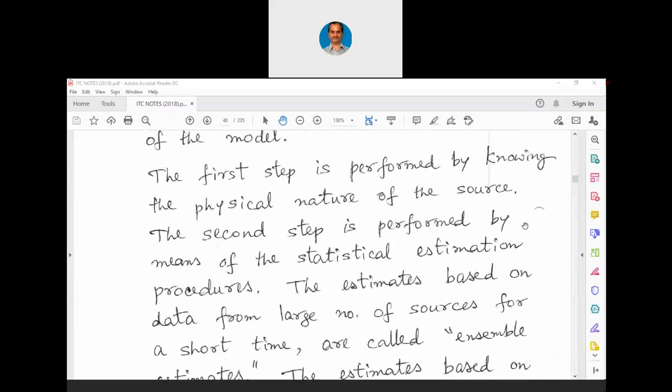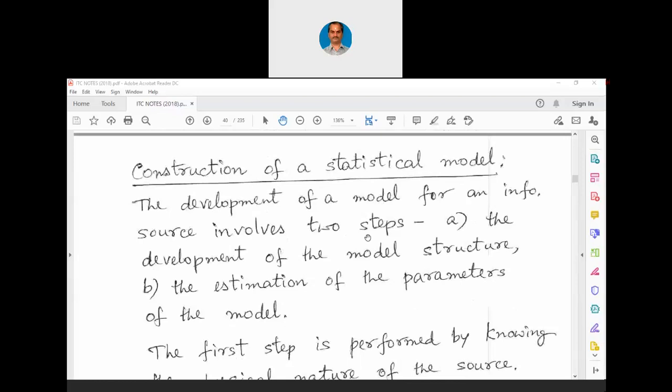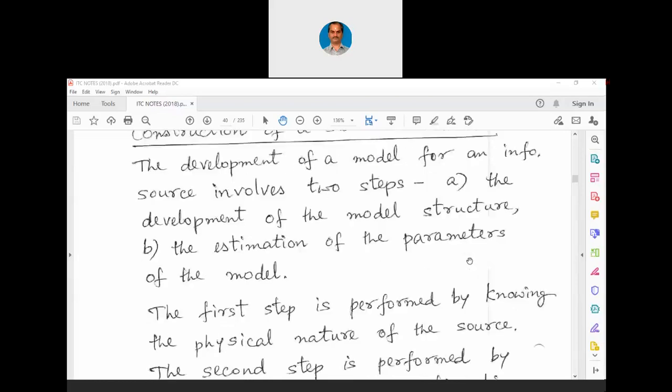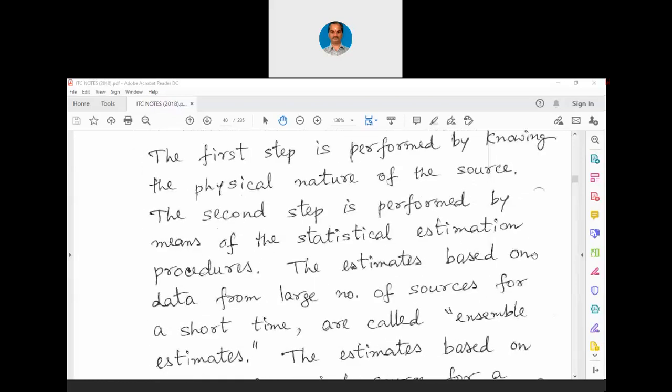The second step is performed by means of the statistical estimation procedures. We should know the physical nature of the source. Naturally, we can write a model for that. That is this A, development of the model structure. Now, to estimate the parameters, the second step is performed by means of the statistical estimation procedures.